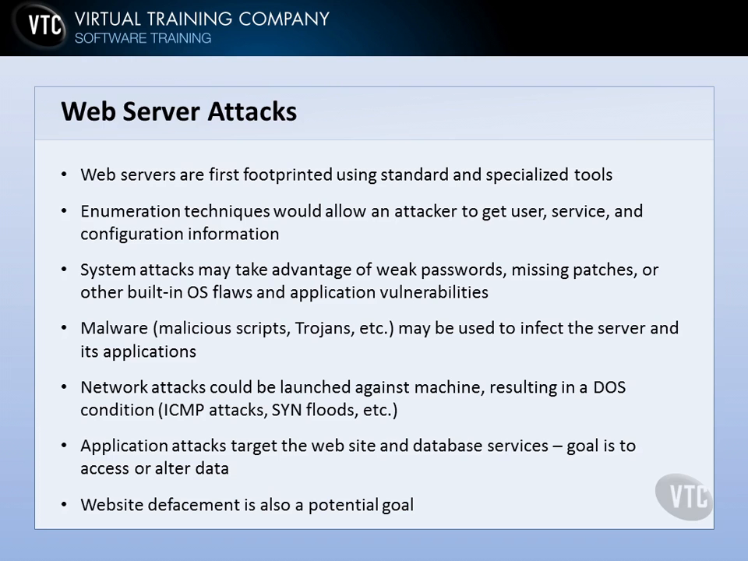Then you would enumerate, using techniques to get information about users, any services, configuration information, OS patches, and so forth. Again, the whole reason you're getting this information is to figure out your attack vectors, to find the vulnerabilities and decide that those vulnerabilities are the ones you want to go after. Then you would switch your targeting to system attacks. In other words, you would go after the system itself, possibly the operating system and its configuration, the web server software itself, or the applications.